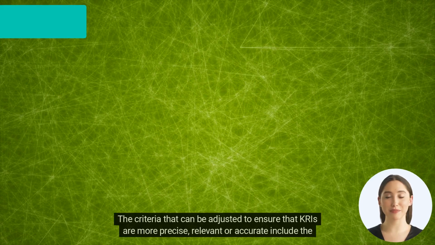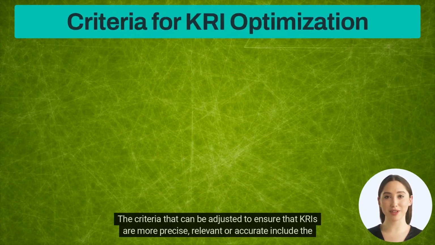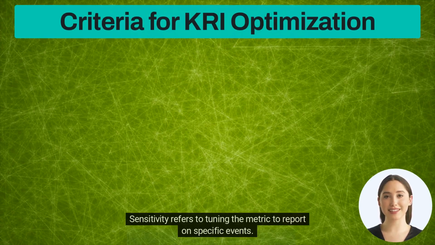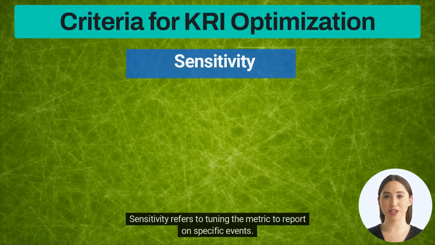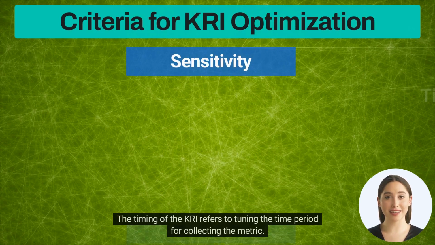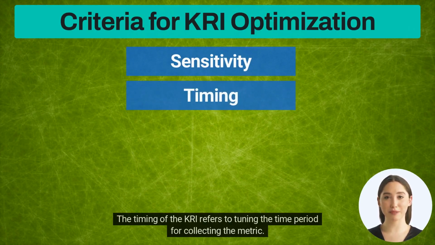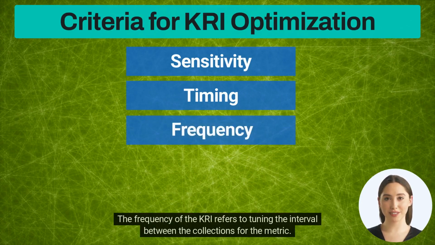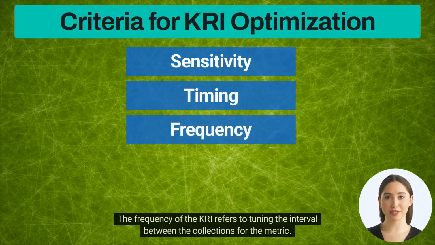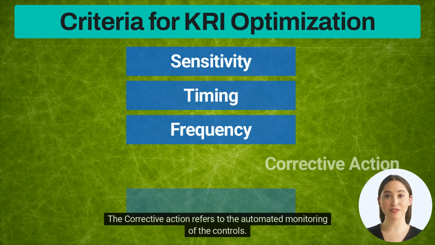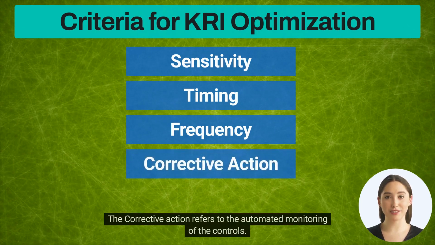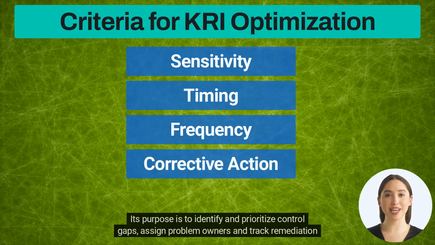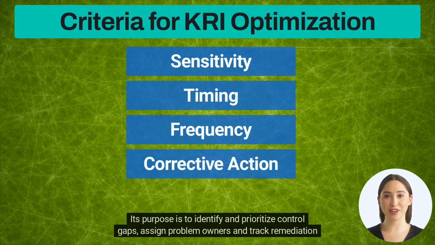The criteria that can be adjusted to ensure that KRIs are more precise, relevant, or accurate include the following. Sensitivity refers to tuning the metric to report on specific events. The timing of the KRI refers to tuning the time period for collecting the metric. The frequency of the KRI refers to tuning the interval between the collections for the metric. The corrective action refers to the automated monitoring of the controls. Its purpose is to identify and prioritize control gaps, assign problem owners, and track remediation efforts.